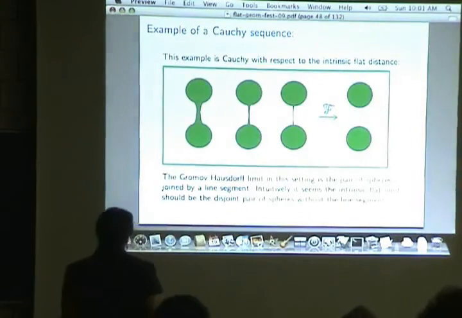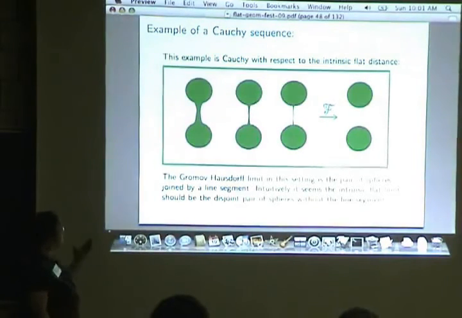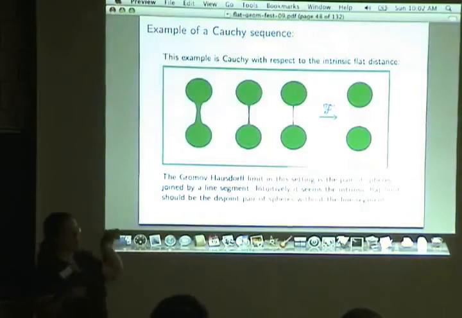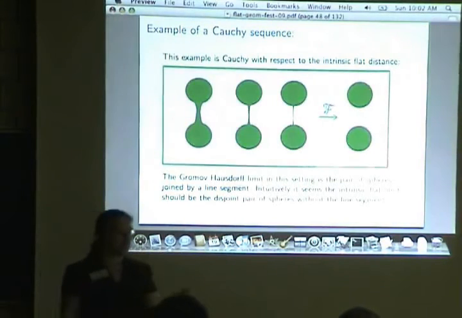So what about this example? It's Cauchy with respect to the intrinsic flat distance, but the limit is not a Riemannian manifold. This limit is a pair of spheres. The metric on the spheres, it's a metric space. But the metric on the spheres is as if there was a line segment between them. We don't see the line segment. So we have to extend our notion of what our spaces are.